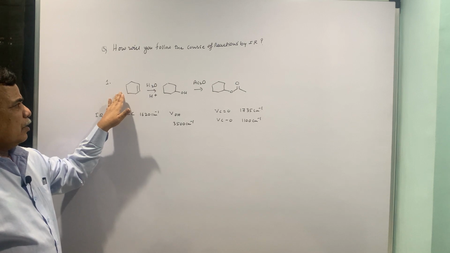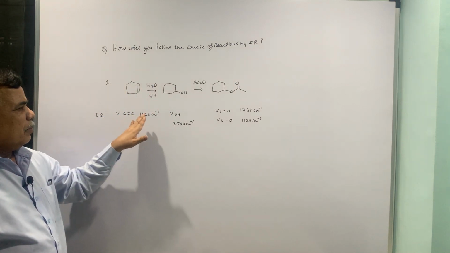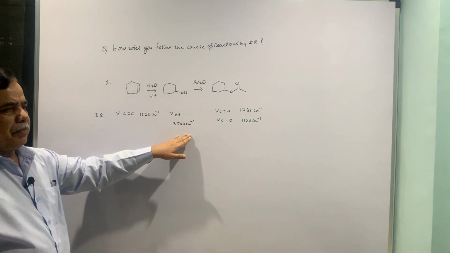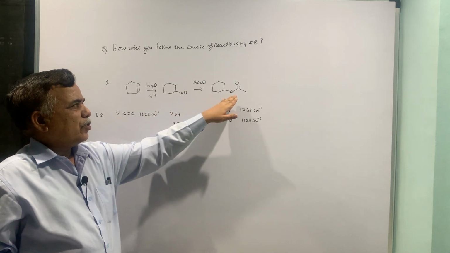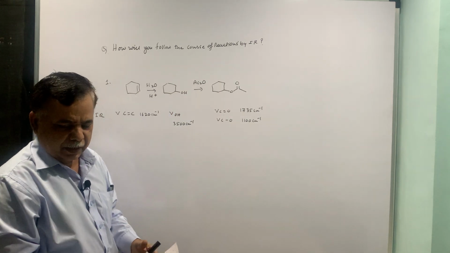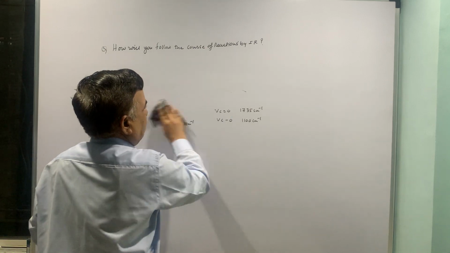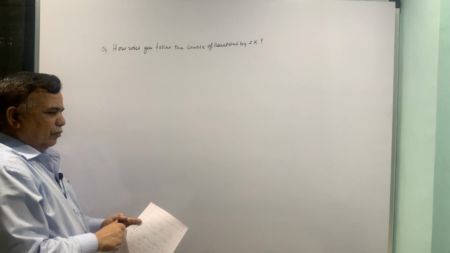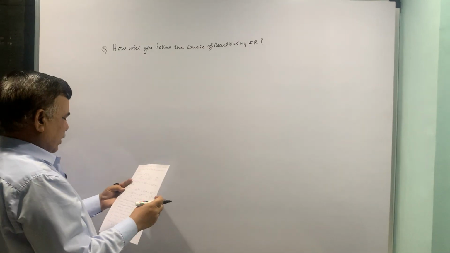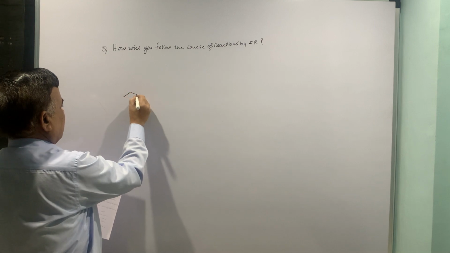So initially when this is subjected to hydration, this double bond peak will vanish, OH peak will appear. When it is acylated, OH peak will vanish, this new peak will come. So that is how it is monitored. Second example, there are quite a few examples, but at least a few we will take today, and maybe next time we can do some more examples.